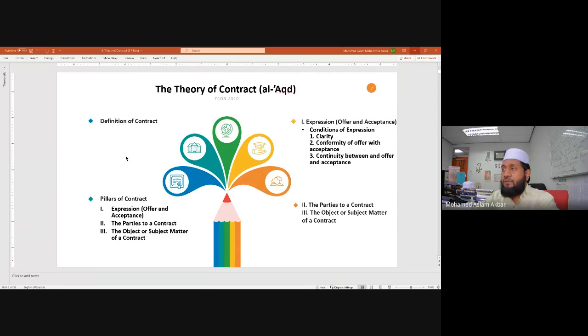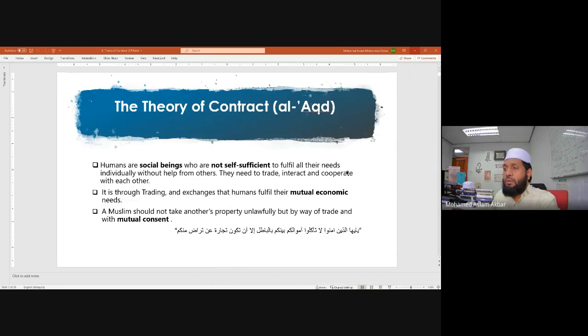When we talk about the first, expression, you can see on your right side, we're going to talk about the offer and acceptance, and then the conditions of expression, which are clarity, conformity, continuity. This is what we are going to talk about today. Number two and number three will come later. So today we are going to talk only about what is on your right upper side: expression, offer and acceptance, and the conditions of expression. You need to know this first before we get into the pillars.